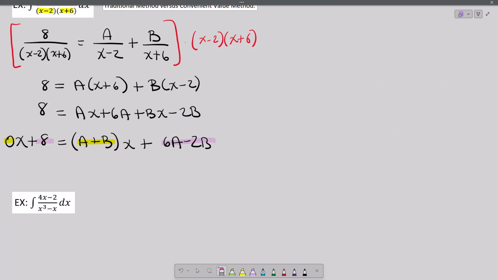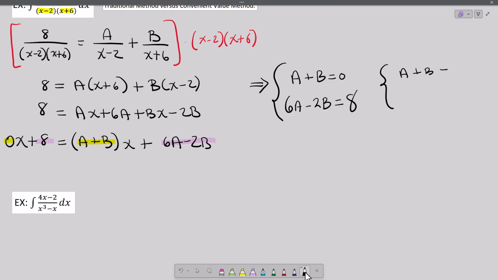So that gives us a system of equations that we can solve. We have that a plus b is equal to 0, and we have that 6a minus 2b is equal to 8. So coefficient of x, match; constant term, match. In the bottom equation, we can divide out the 2 first. So let's just do that before we do anything. Divide out the 2. So we have 3a minus b equals 4.